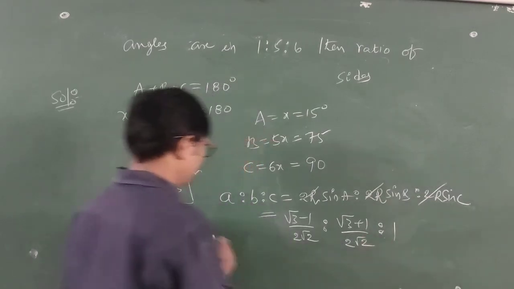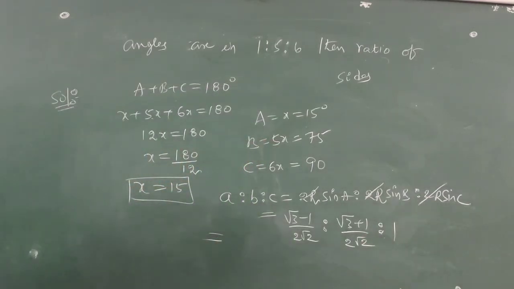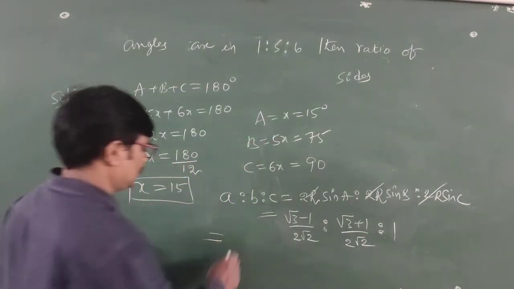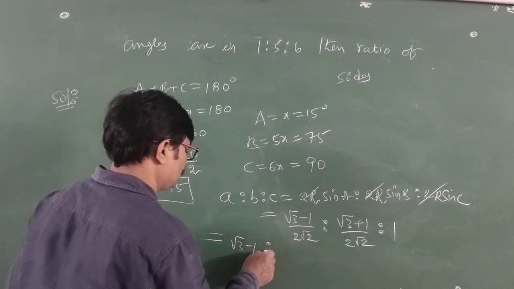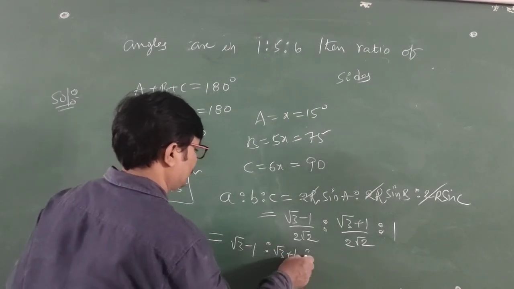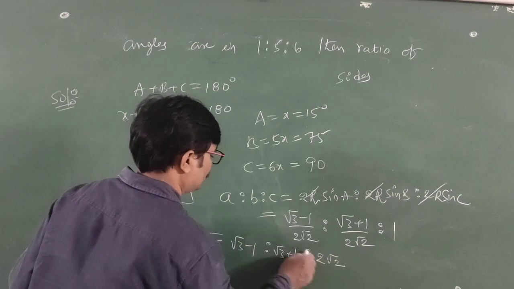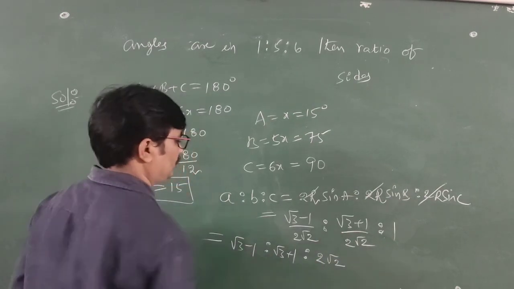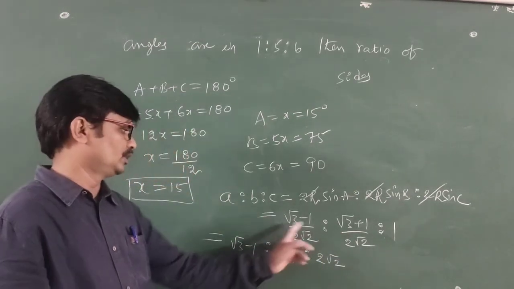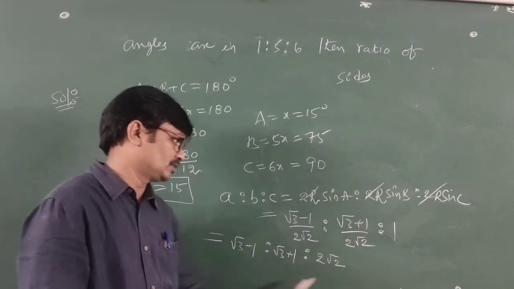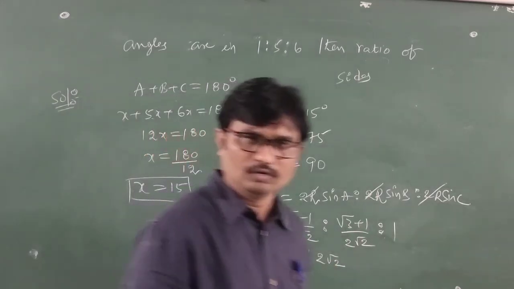So students, each term is multiplied by 2√2. That is √3 − 1 : √3 + 1 : 2√2. Okay students?